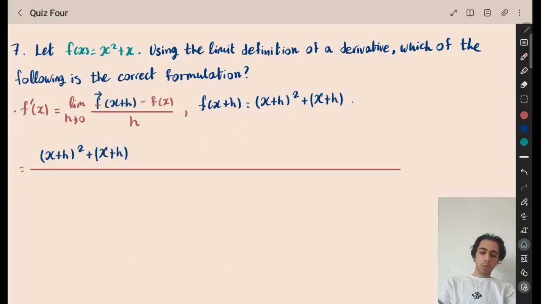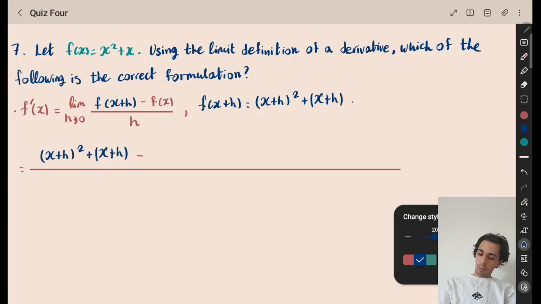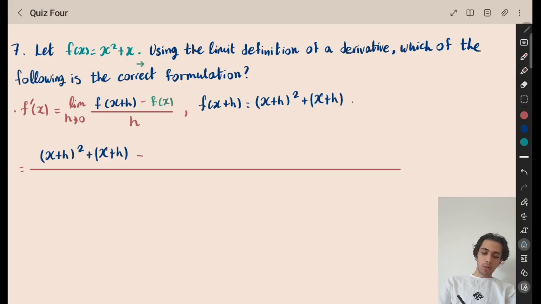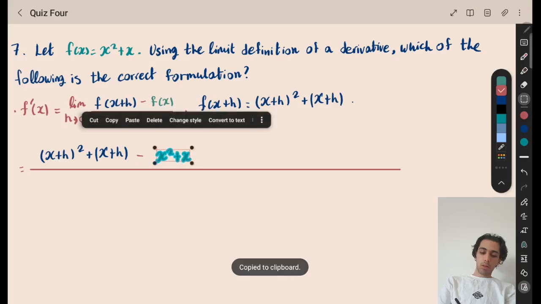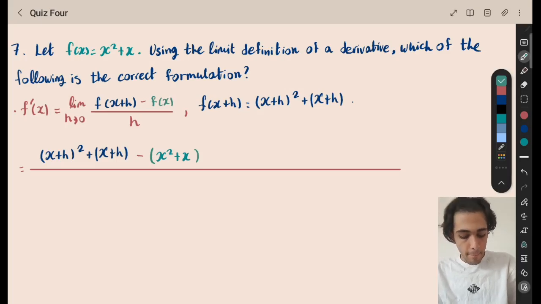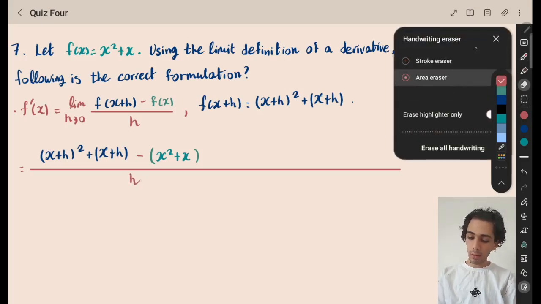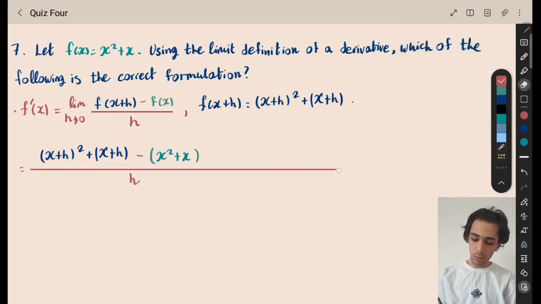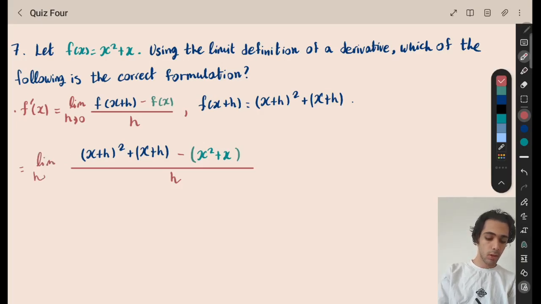I'll color it in blue to make the connection. Minus, maybe I'll color this in green so you can also make the connection. But don't forget to put this in bracket form, because the whole thing is being taken away or subtracted. Then this is being divided by h. Of course, this is all happening within the limit itself. We are taking the limit as h tends to 0.